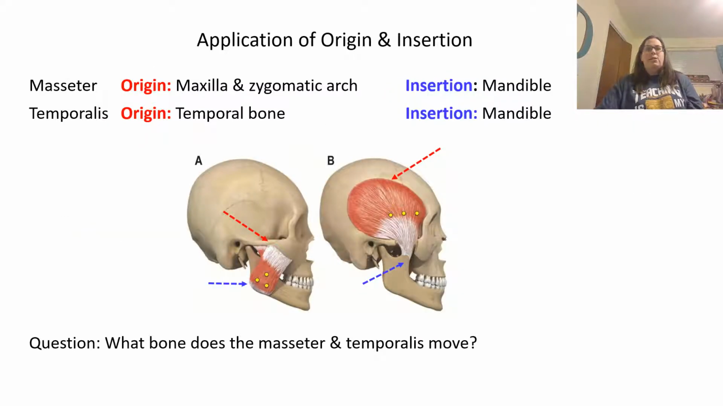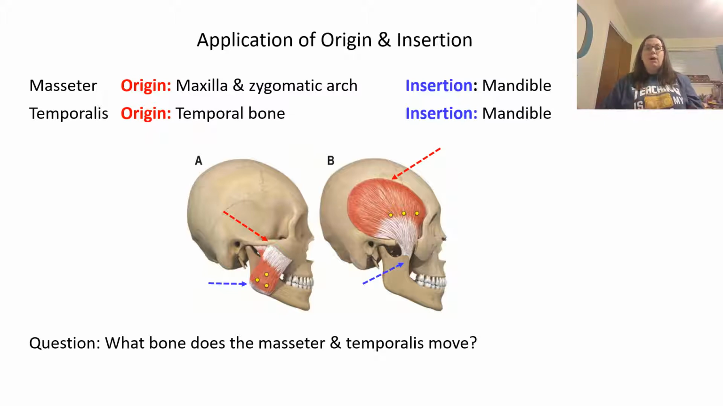All right, so let's look at the application of origin and insertion. When we look at the masseter, it has its origin on the maxilla and the zygomatic arch. You can see that it has the origin here. The insertion is on the mandible. On the other hand, the temporalis has its origin on the temporal bone and its insertion on the mandible.